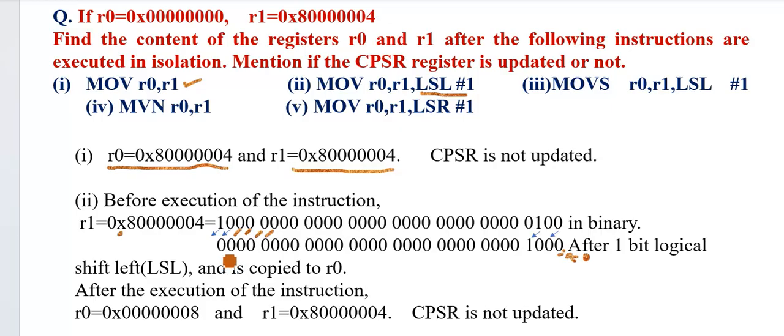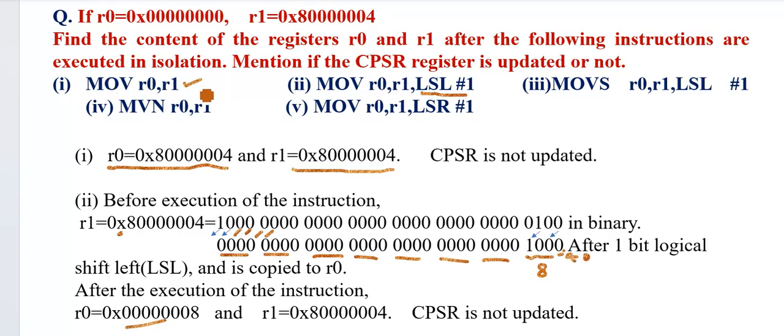You have to write it once again in hexadecimal. Group this one as 0, 0, 0, 4 zeros means 0, 0, and you write 0x 0, 0, 0, and the next one is 1, 0, 0, 0. So 1, 0, 0, 0 means it is 8. So the answer is, you have to write R0, because MOV R0, R1: destination is R0, source is R1.